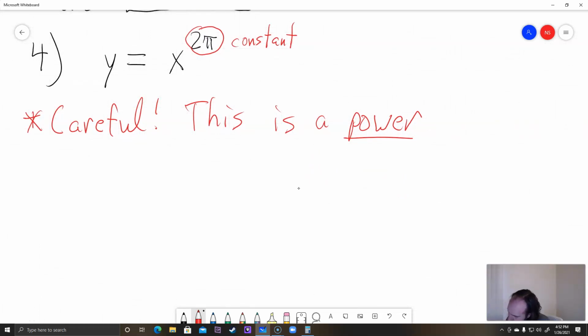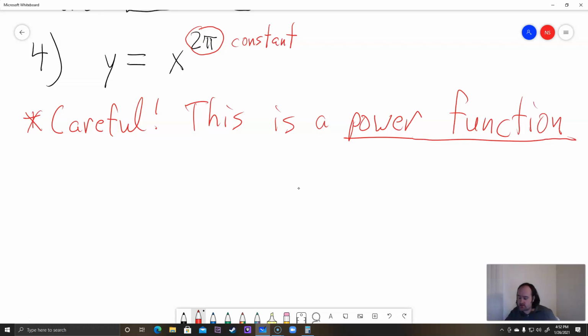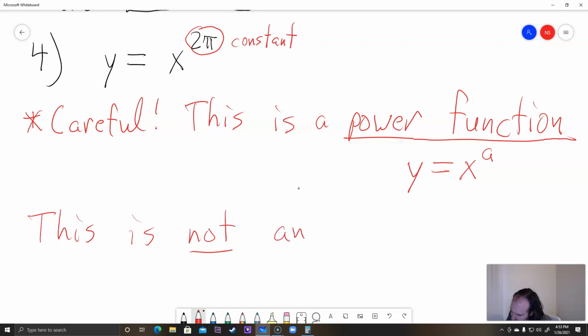So a power function is something from Calculus 1 where you have y equals x to the a, where a is constant. This is not an exponential function.